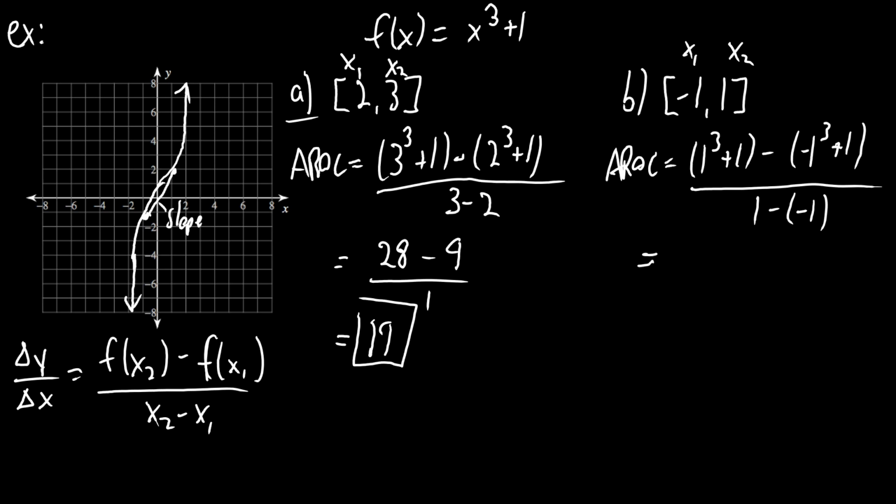And that comes out to, let's see, we're going to have 1 cubed plus 1 is 2, minus negative 1 cubed is negative 1, plus 1 is 0. Okay, so that won't have anything on the right side there, so it'll just cancel out, equals 0. And we're going to have 1 minus negative 1, which is 2, and this just comes out to 1. Okay, so hopefully everything made sense. Let's move on to the next example.